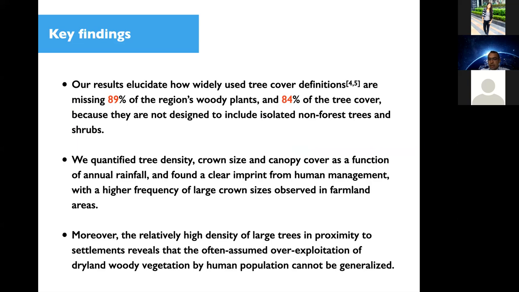Another important thing is that the relatively high density of large trees in proximity to settlements reveals that the often assumed overexploitation of dryland woody vegetation by human population cannot be generalized. You cannot make this claim that humans are exploiting natural resources too much. We did not find evidence of it in this study area. So this was a very interesting finding for us.